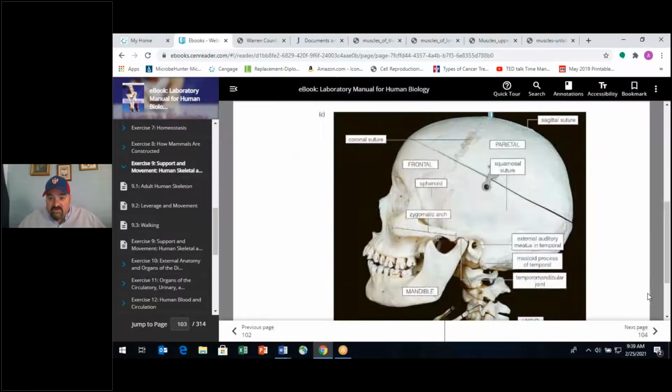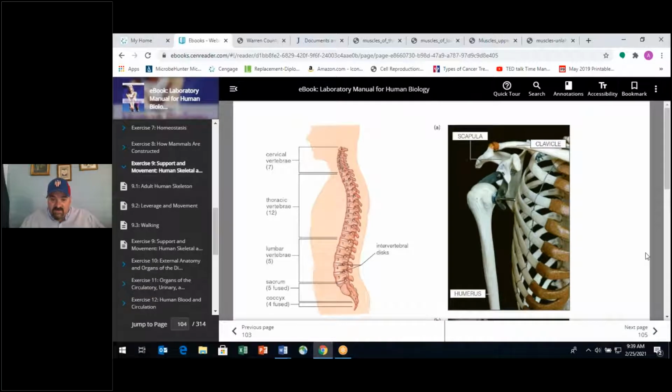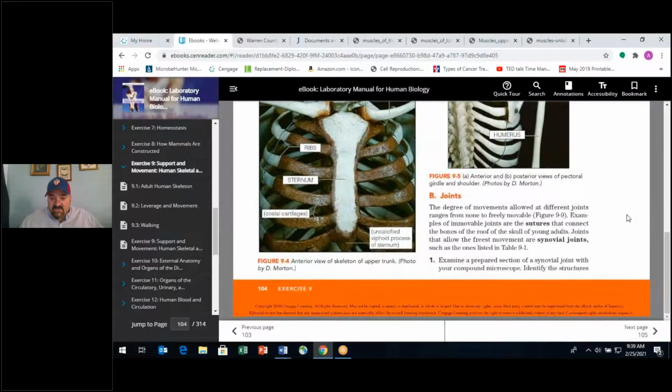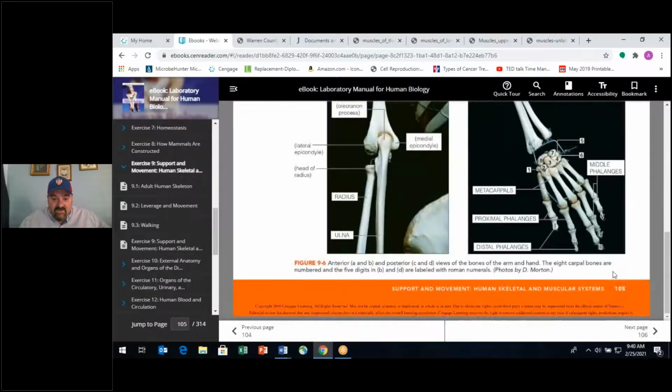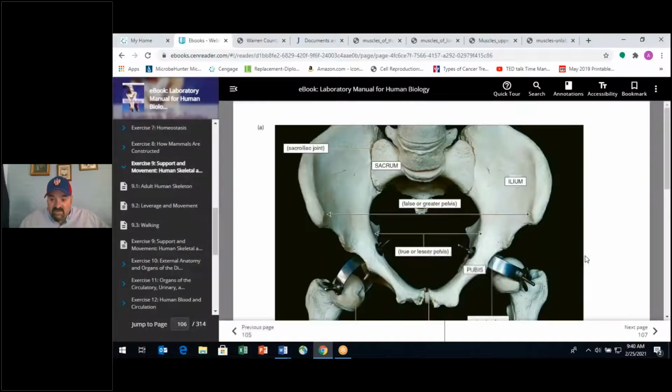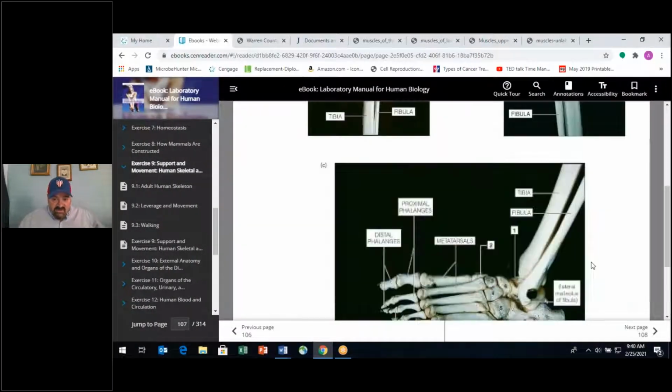Then over the next few pages, we're just showing you images of bones and joints, in particular the spine and different areas of the skeletal system. When we get to B, please read through this. Again, we don't have a prepared section of a synovial joint for a microscope, so you can look that image up. As we keep moving, when we get to page number 108 is when you'll start answering questions.